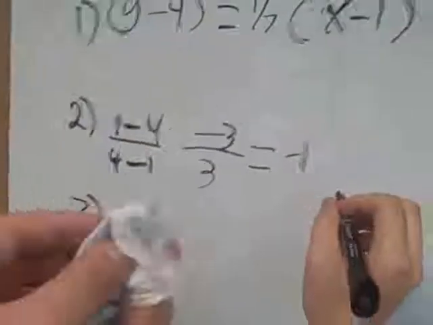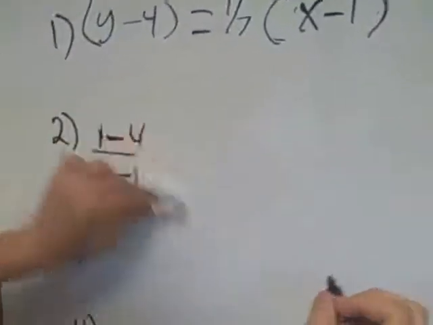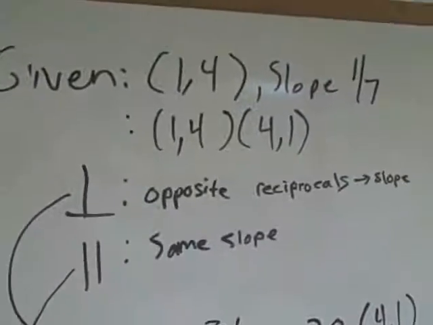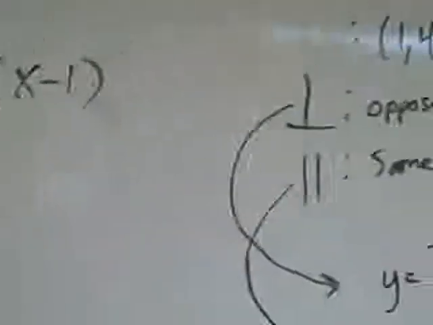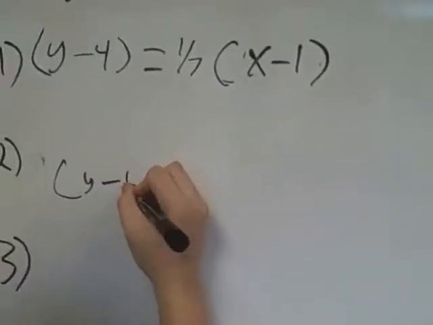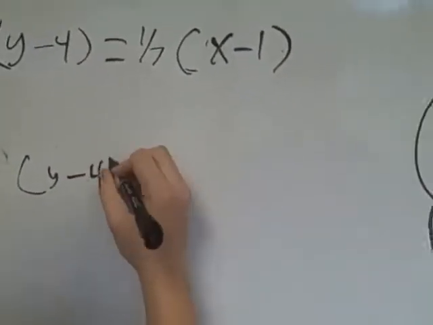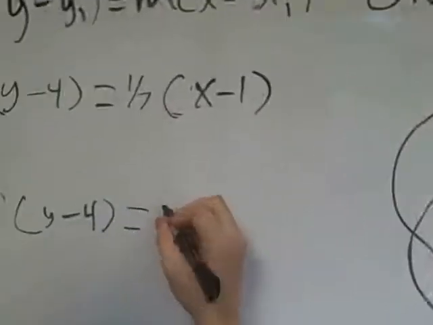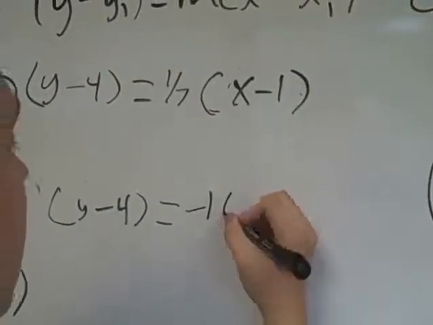Now we know the slope's negative 1, and we can use either point we want. So Jam, just choose whatever point you want to put in there. And it looks like he chose the first one. And we know the slope.